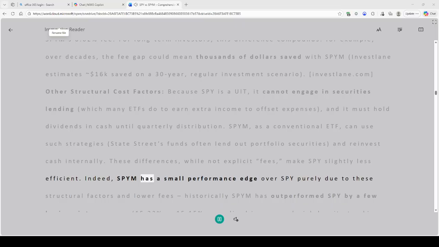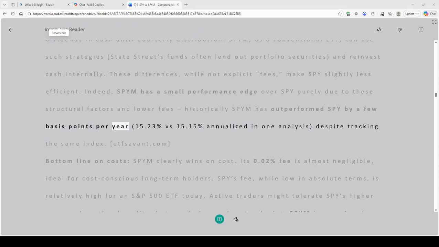Indeed, SPYM has a small performance edge over SPY purely due to these structural factors and lower fees. Historically, SPYM has outperformed SPY by a few basis points per year, 15.23% versus 15.15% annualized in one analysis, despite tracking the same index.